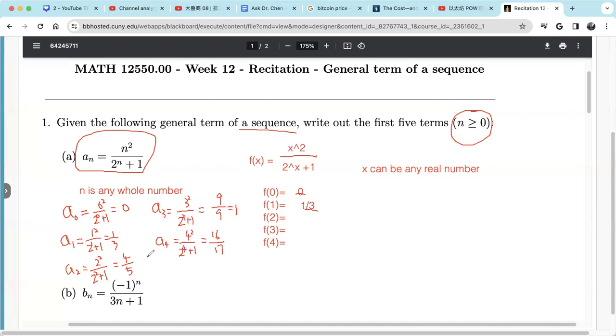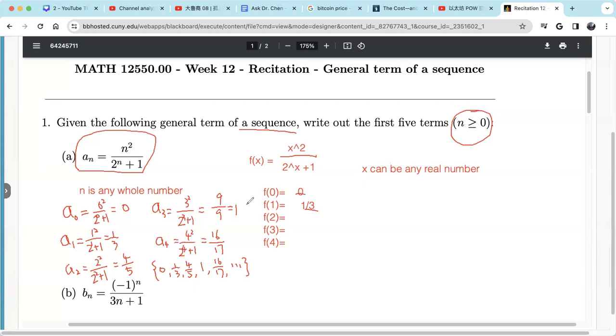So these are the 5 terms. Usually we can write like this. We can write 0, 1/3, 4/5, 1, 16 over 17. So these are the first 5 terms of this sequence. Okay. So a sub n is the general term. It's a general term. All right, so that's for a.